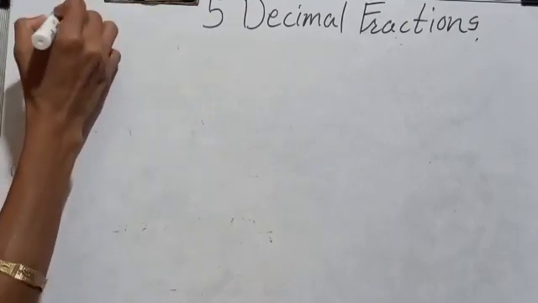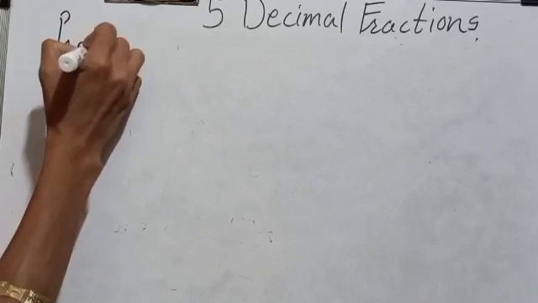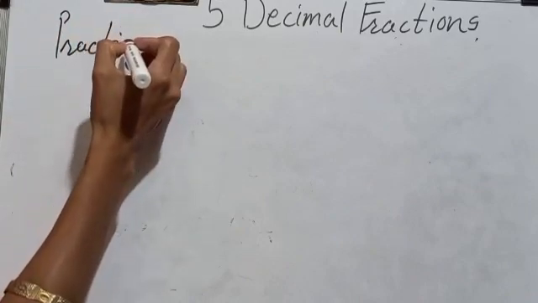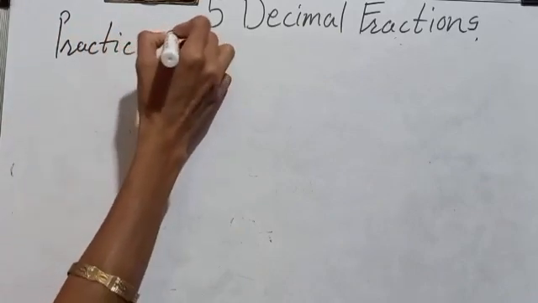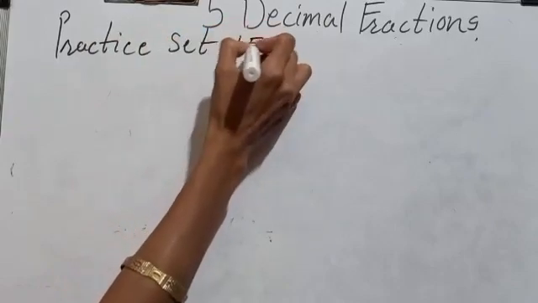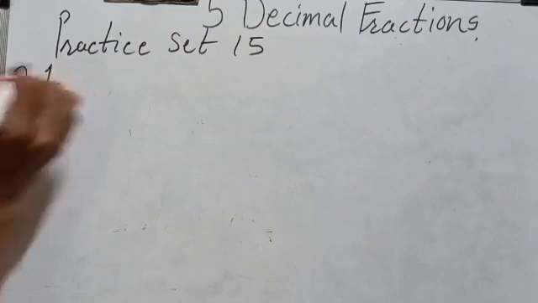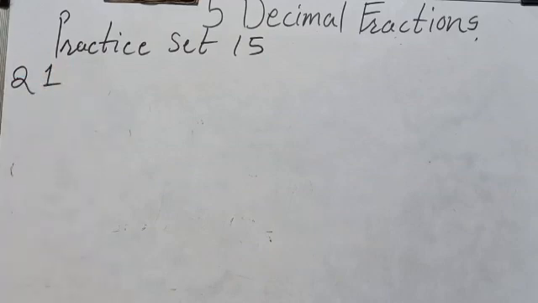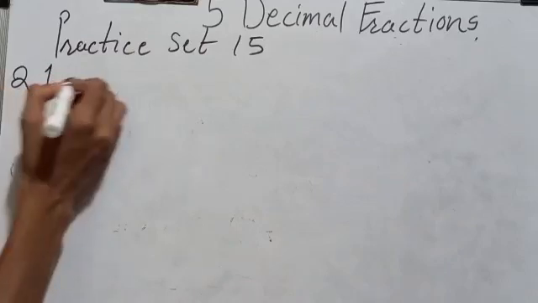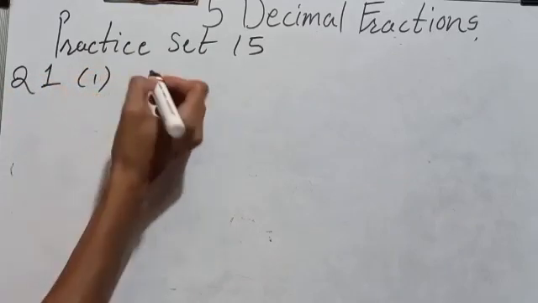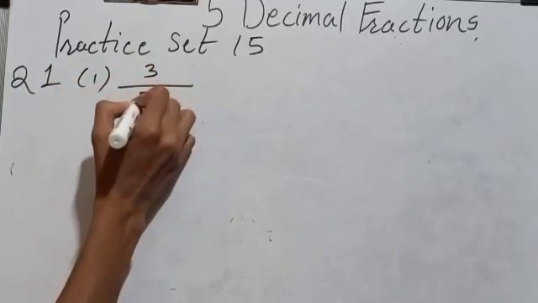Let's continue with practice set 15. In this practice set 15 there is question number 1. In that question 1 they ask: write the proper number in the empty boxes. Okay. So the first example is 3 upon 5.